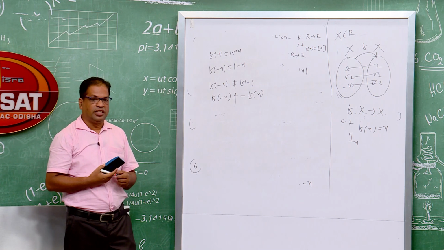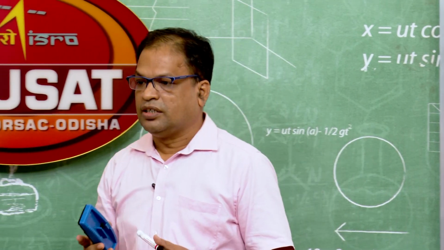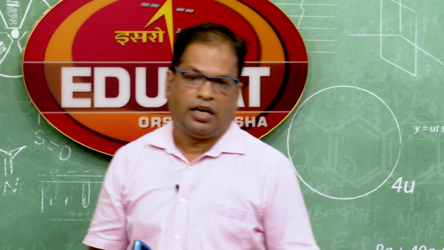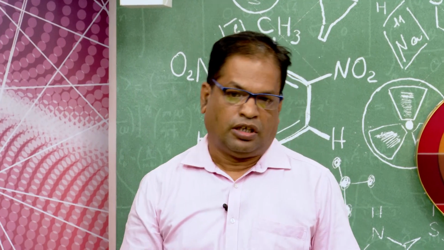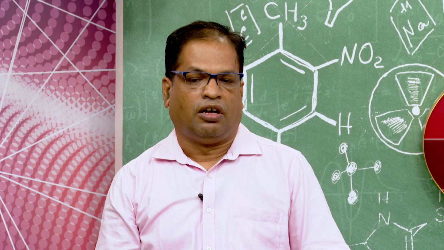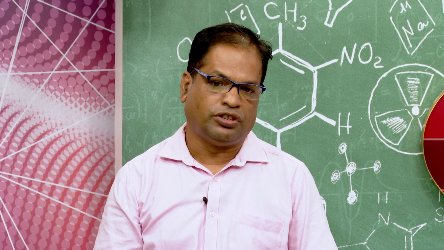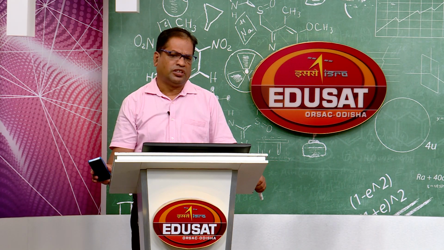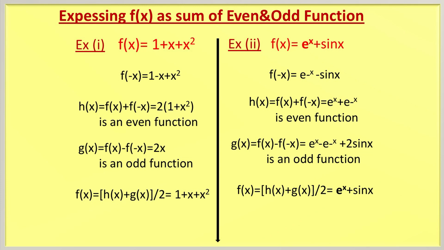So, you can test any function as an even function or odd function, and there are some notes also. I had told you that a function can be neither even nor odd, or both even and odd. There is a single function which is both even and odd, that is f(x) is equal to 0. But any function can be written as, you see the note number 1, any function can be written as the sum of an even function and an odd function. So, the next slide, here there are two examples.